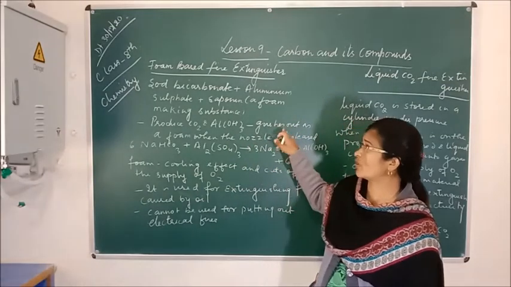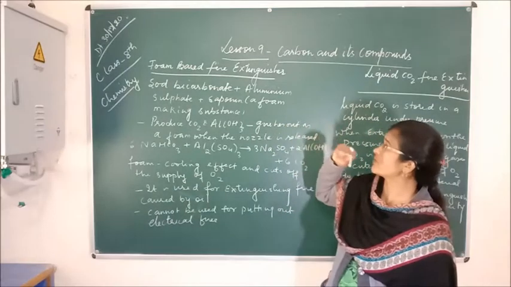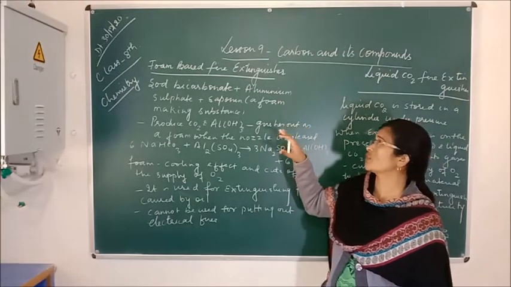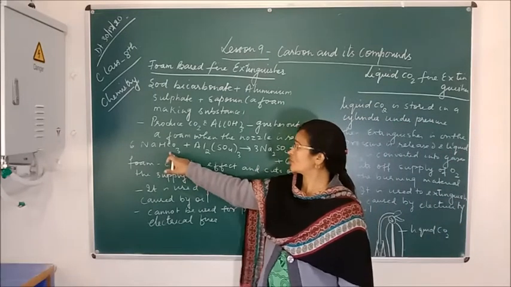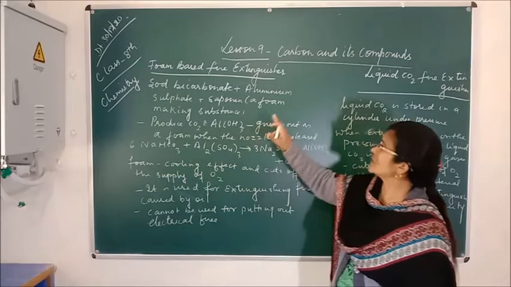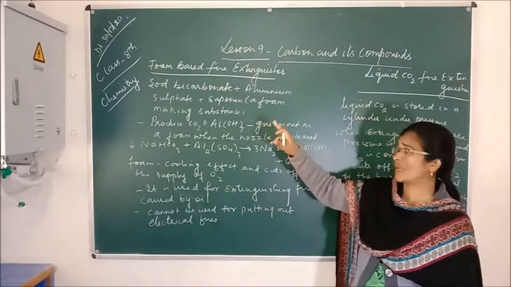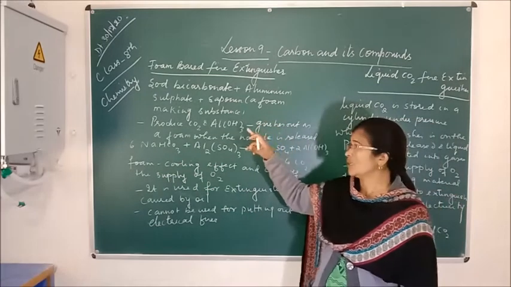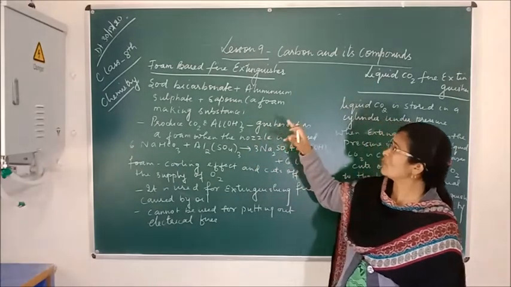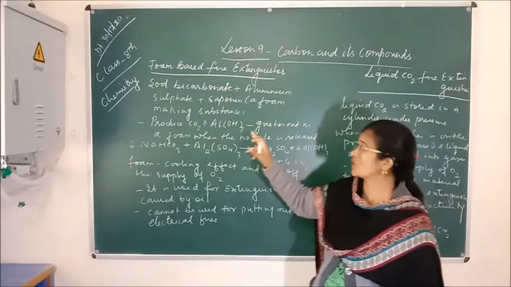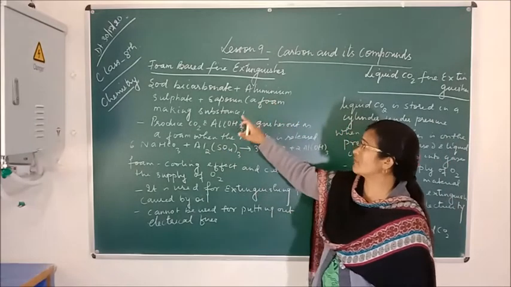So first of all, the foam based fire extinguisher is actually a mixture of sodium bicarbonate, that means NaHCO3, and the second one is aluminum sulfate. In the soda acid fire extinguisher we have taken sodium bicarbonate and sulfuric acid, but here in the foam based fire extinguisher we are taking sodium bicarbonate and aluminum sulfate.